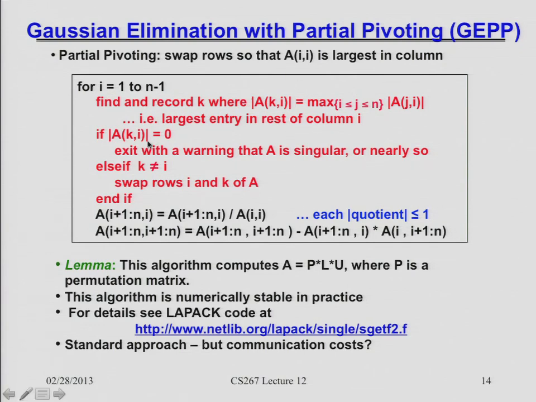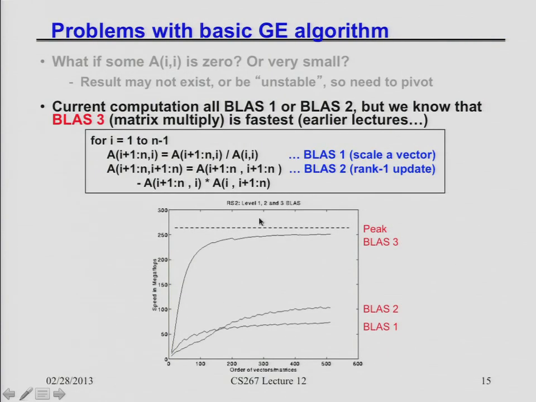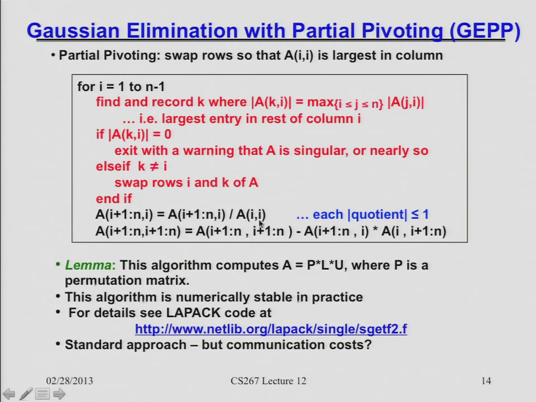So then you say, I found the largest entry. If it's zero, well, I have a singular matrix. I'm done. I have an error message, and I return. Otherwise, if the biggest entry is not on the diagonal, I have to swap rows k and i, and then I can continue as before. Now when I do this division, I've arranged it so that the biggest entry is on the diagonal, so all these quotients are less than or equal to 1 in absolute value, and you can use that to prove that numerically you're in good shape.